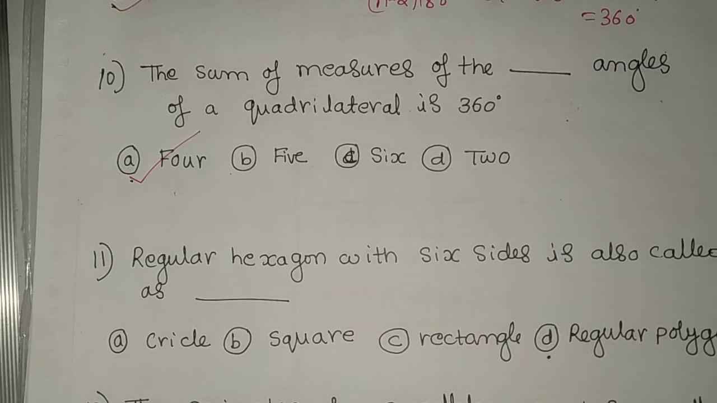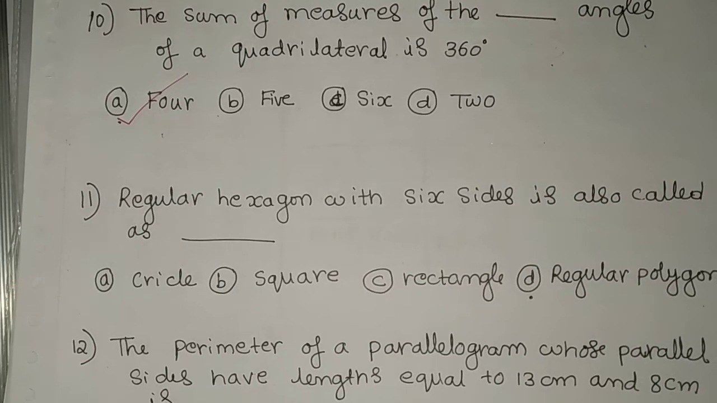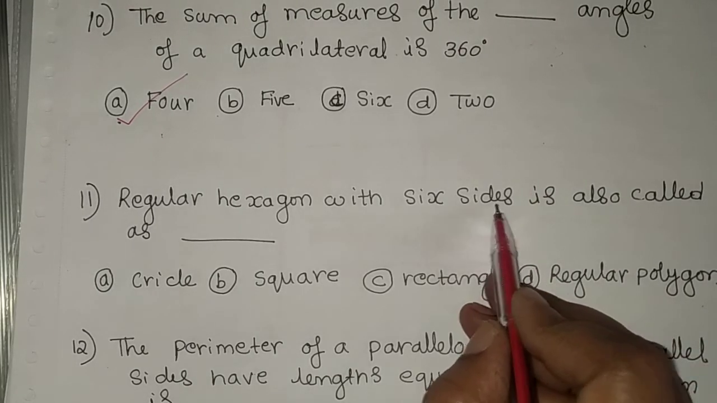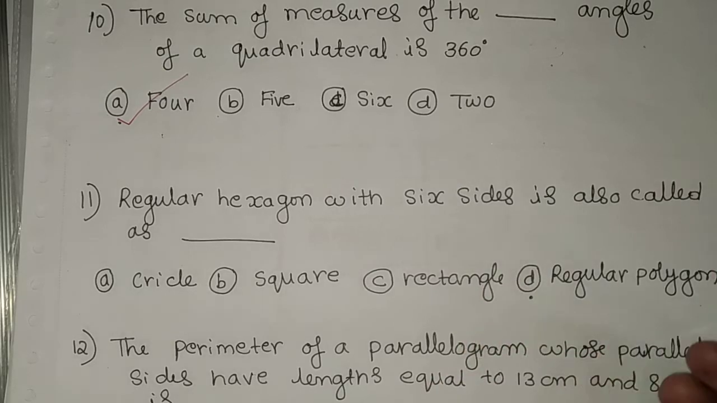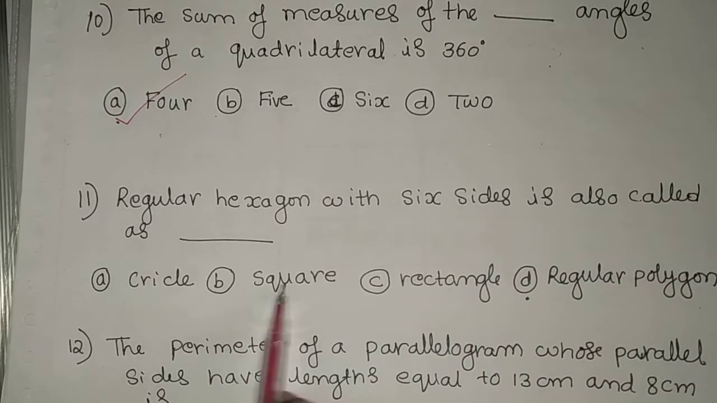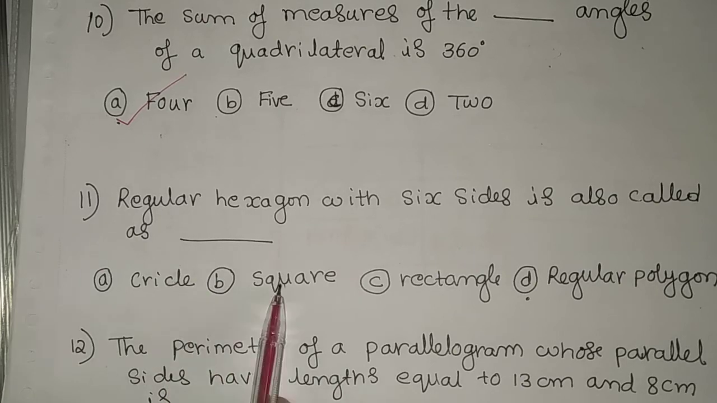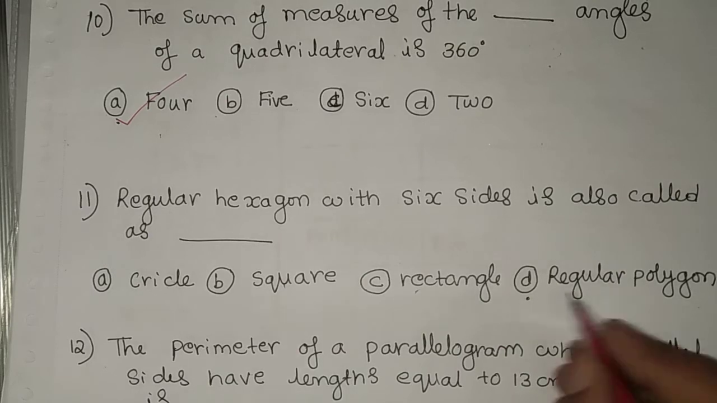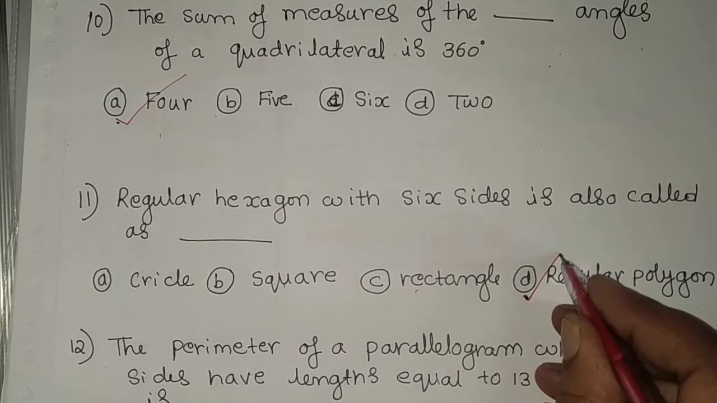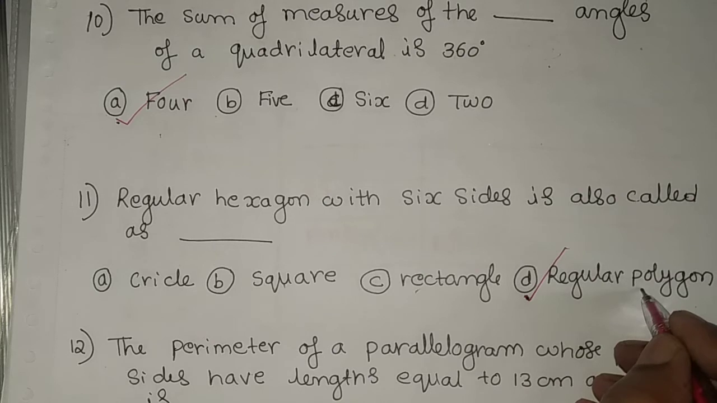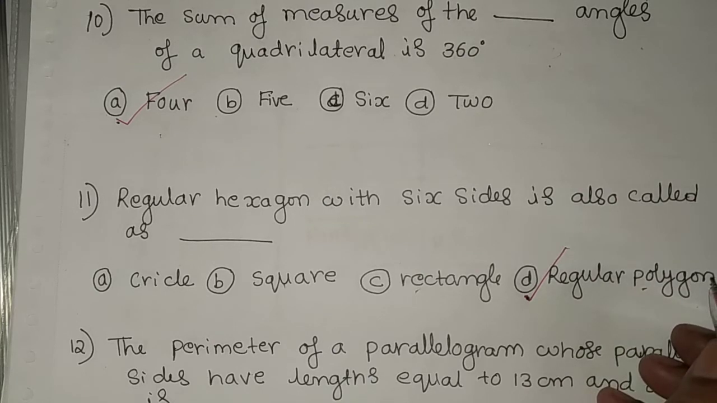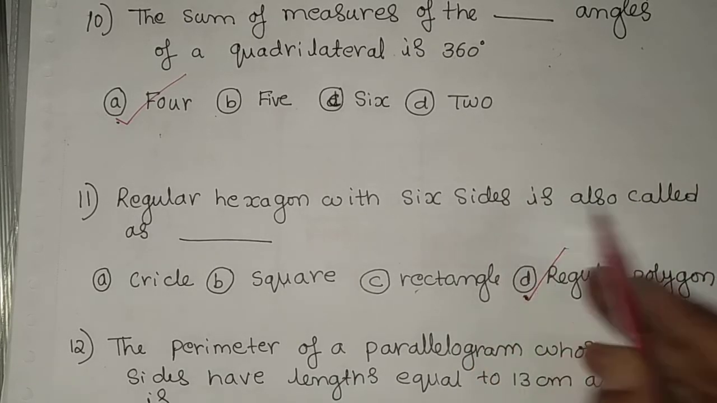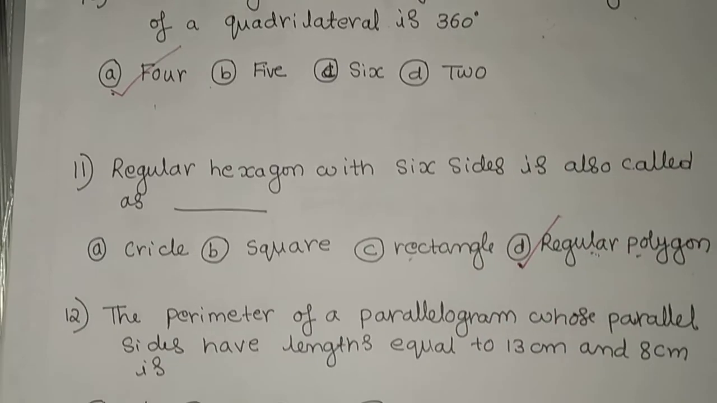Next one, a regular hexagon with 6 sides is called a regular polygon. So square, circle, these options are not correct. Square means 4 sides. Here rectangle also has 4 sides. So this regular polygon is a quadrilateral. This one will have 6 sides. They have asked about the hexagon with 6 sides. So it is a regular polygon.